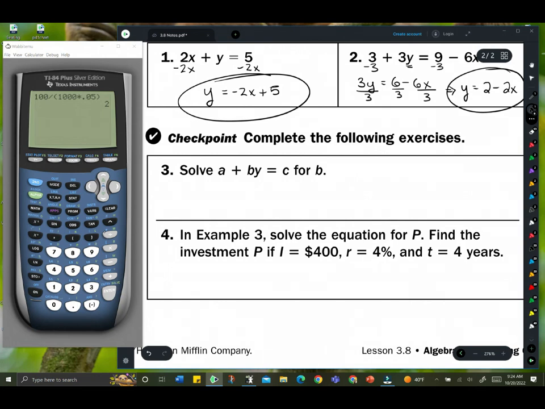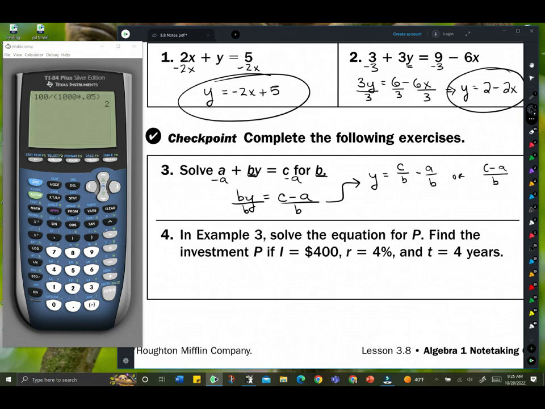Checkpoints with solving literal equations. Solving for b. So we need to get the b by itself. Always subtract or add first. So subtract the a away. So by is equal to c minus a. The number out front means we need to divide by that. And you could write this in one of 2 ways. You can write it as y is equal to c over b minus a over b. That's fine. Or just c minus a over b is fine as well.